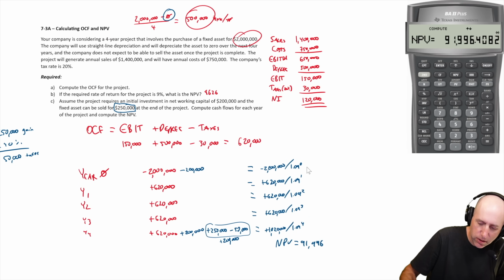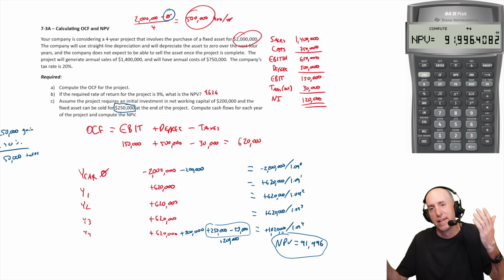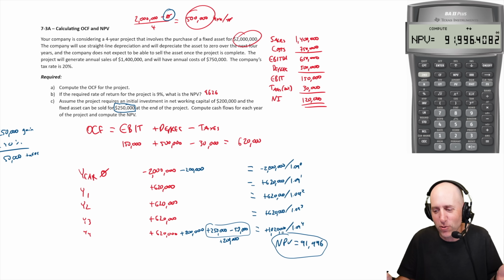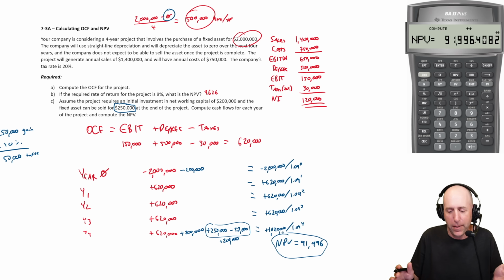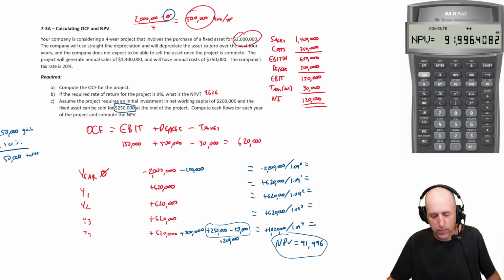So let's go ahead and solve the rest of this by hand. We're just going to prove that this does equal 91,996. And if I didn't have the ability to use a financial calculator, right? If your professor says no financial calculators, you can do it by hand and it's not hard. So all we do is calculate it out.